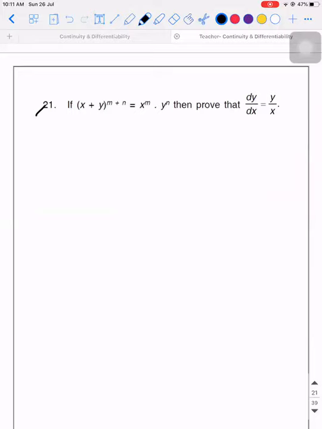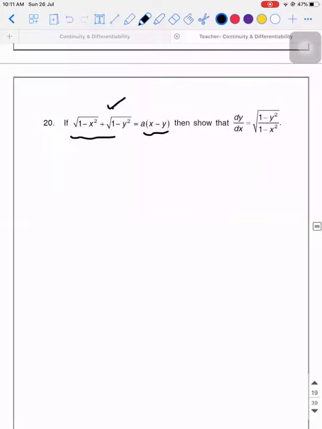Yes, tell me. Sir, in the 20th sum, I did it with direct differentiation, sir, and got the derivative. But at one particular step, I need to take one part of that problem and prove that it is equal to 1. Can I do it, sir? Take which part? I got dy by dx as root of 1 minus y square by root of 1 minus x square, into something.